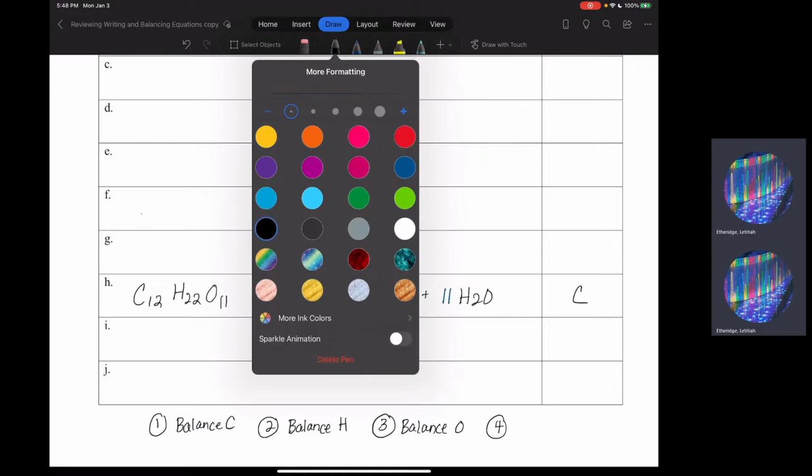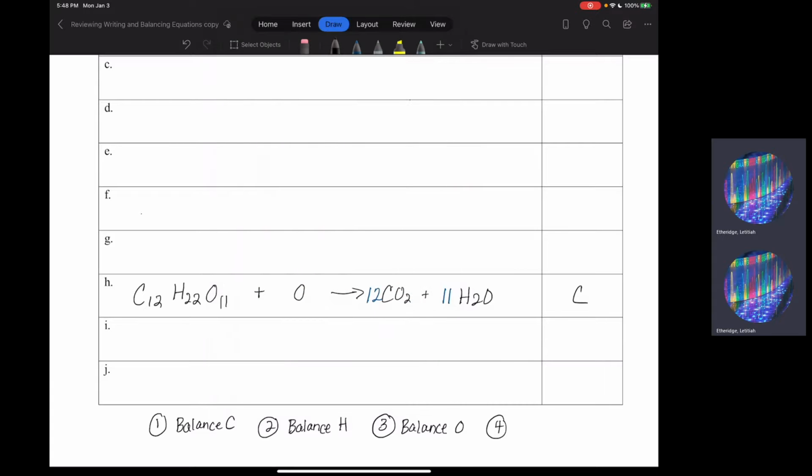I'm sure some of you guys are saying, yo, Miss E, you forgot about the Magnificent Seven. Yes, I did. So we have oxygen here. Remember, oxygen is part of the Magnificent Seven. It never exists by itself. So you're always going to have to put a 2 there every single time. Okay, let's get back to the business at hand.